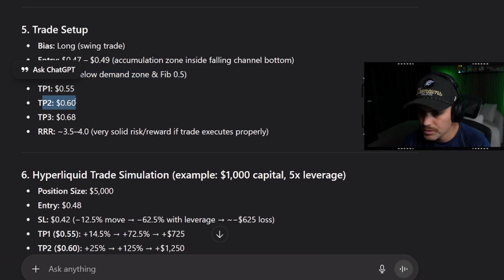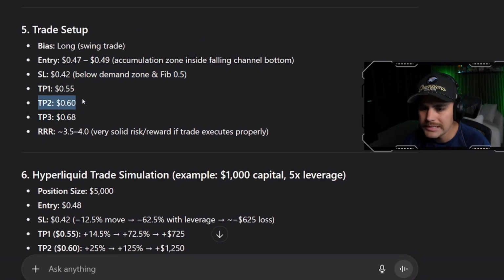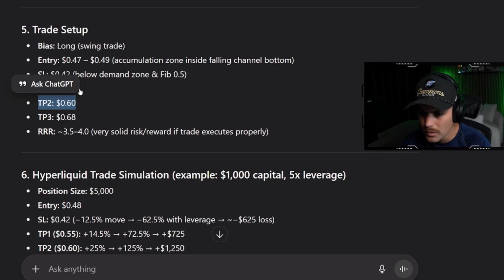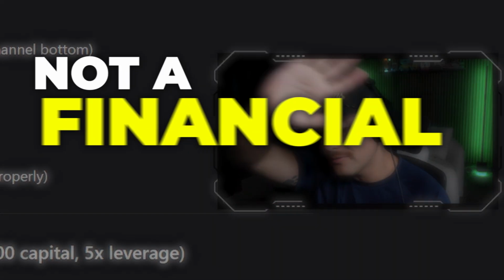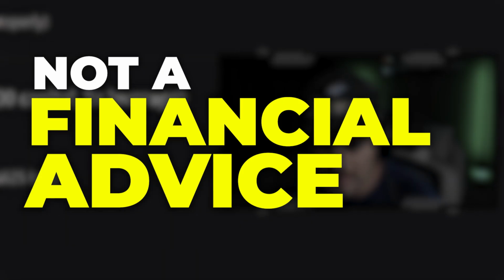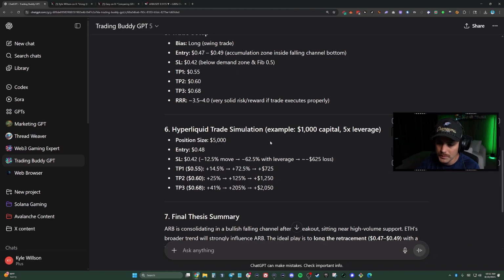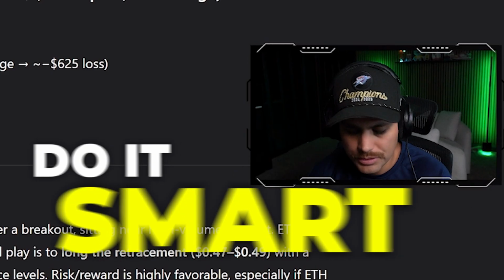You know, it shows you take profit levels. I like to stick around the TP2, but if you're super conservative, at TP1 you can start taking initials out or whatever you need to do. However your setup is, this is informational purposes only, not financial advice. Always do your own due diligence and never put more capital than you're willing to lose. Obviously, do it smart.